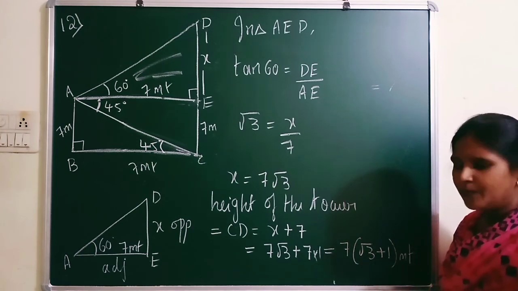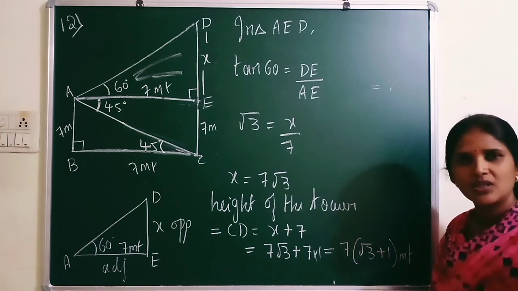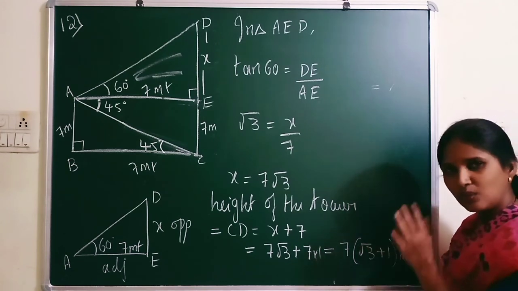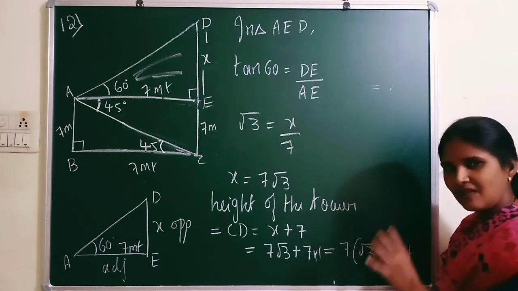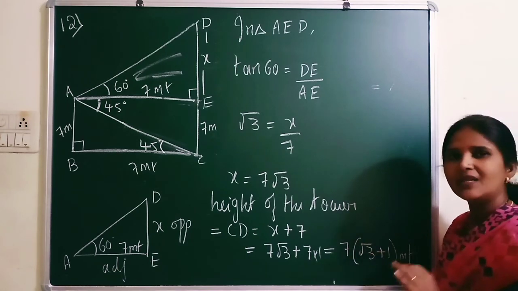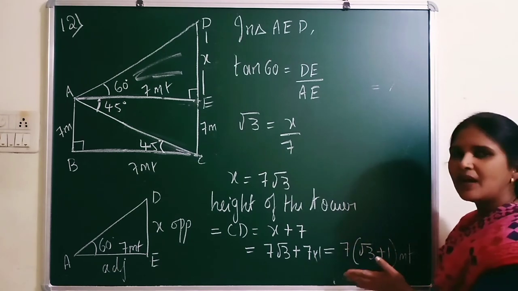As already said, whenever he mentioned in the question the value of root 3, then only you utilize the value and simplify and give the decimal answer. Otherwise, keep as it is.